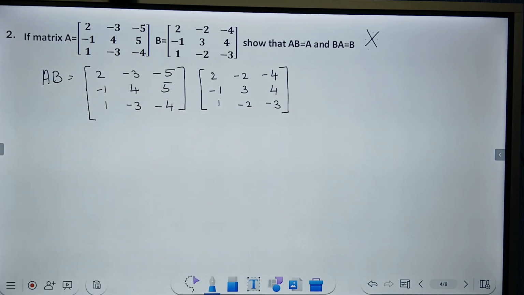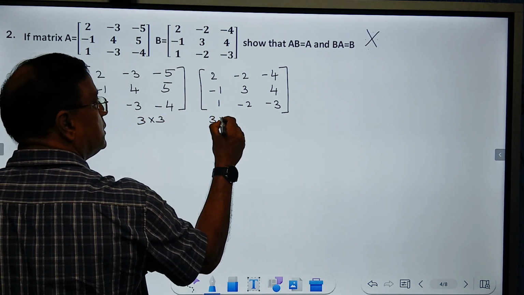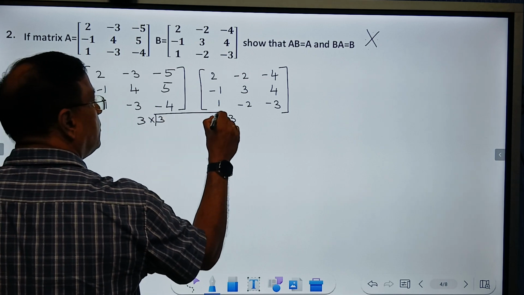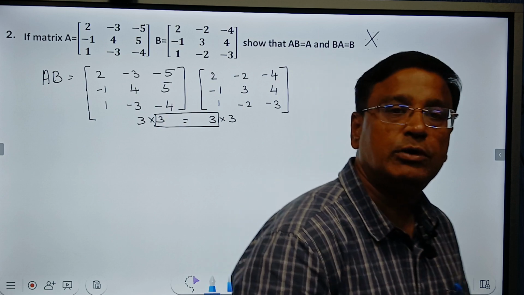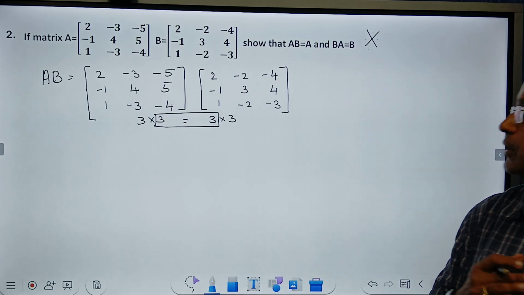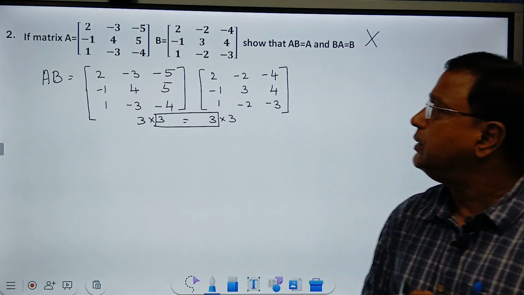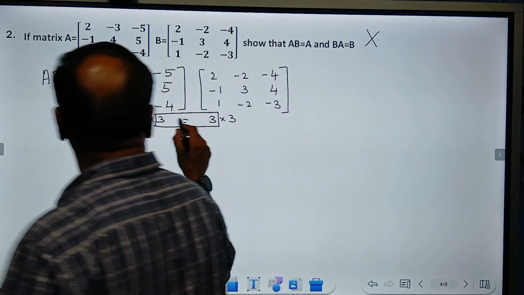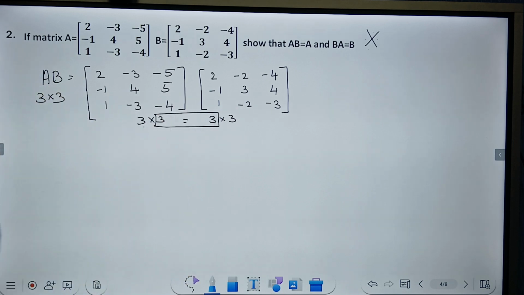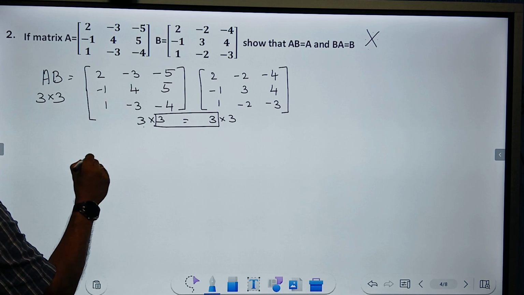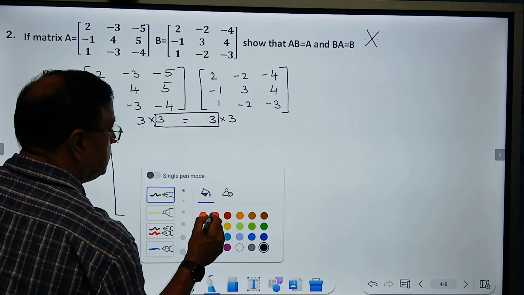Is it possible to multiply? This is 3 by 3. This is 3 by 3. So definitely it's possible to multiply, because the number of columns of the first matrix is equal to the number of rows of the second matrix. What will be the order of AB? Very simple. It will be the number of rows of the first matrix by the number of columns of the second matrix. So it will be of order 3 by 3. Now how do I multiply? Once again, we will do the same. I prefer to do this.